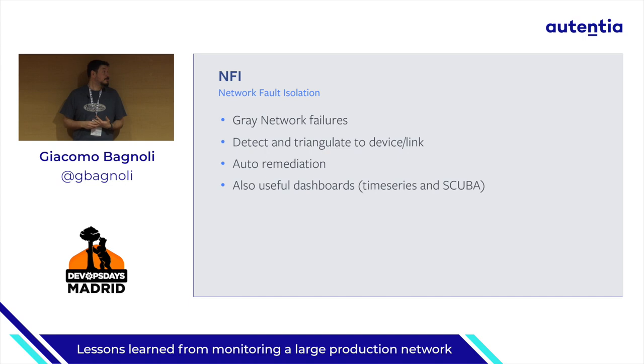Then we have NFI, another tool. This goes into trying the localization where the problem is. It's after gray network failures, meaning like the device dropping some packets, but not really being a huge issue for traffic, but sometimes retransmission happens and distributed systems hate retransmissions. So we try to figure out which one. Basically, the aim is to know which device is broken and auto-remediate and remove it from traffic.